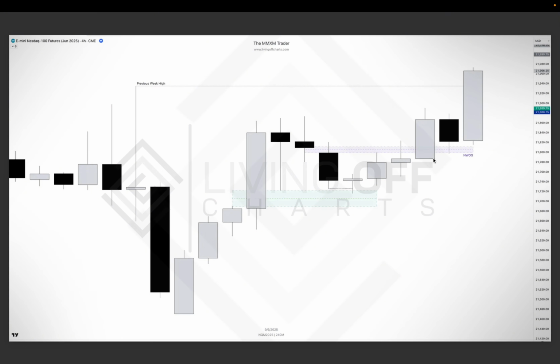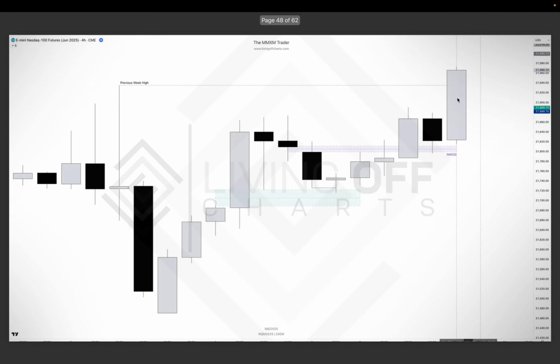There's also SMT here. So with this in mind, all we care about is this one 4-hour candle for our scalping. That's it. We don't care about anything else.